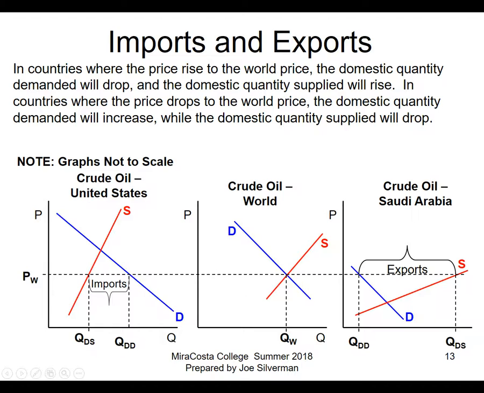At a price of PW, domestic supply, which I'm calling QDS, is less than domestic demand, which I'm calling QDD. But the difference between these two are imports. It's oil coming from Saudi Arabia. And then if we go to Saudi Arabia, it's just the opposite. QDD, which is domestic quantity demanded in Saudi Arabia, is less than QDS. I'm not saying that there's no surplus in Saudi Arabia. The difference between domestic quantity demanded, QDD, and QDS is export. So that's the oil that Saudi Arabia is sending to the U.S.